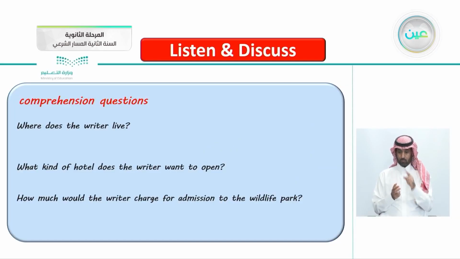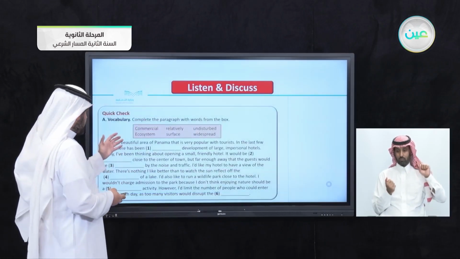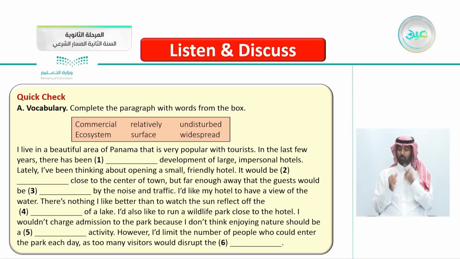We'll be answering them later after we finish exercise A from the quick check here. A vocabulary, complete the paragraph with the words from the box: commercial, relatively, undisturbed, ecosystem, surface, and widespread. So let's read the paragraph together and we'll be filling the gaps.